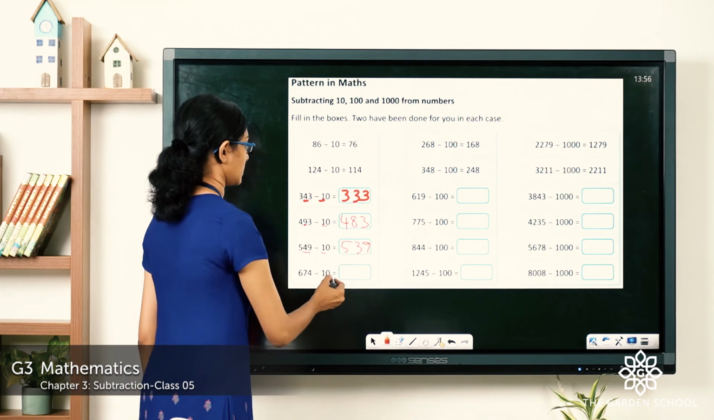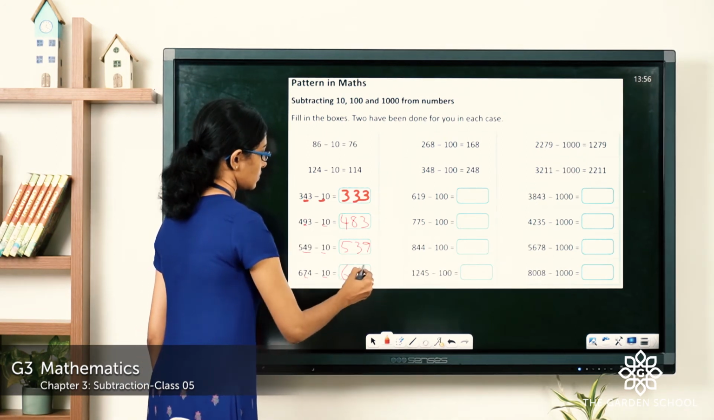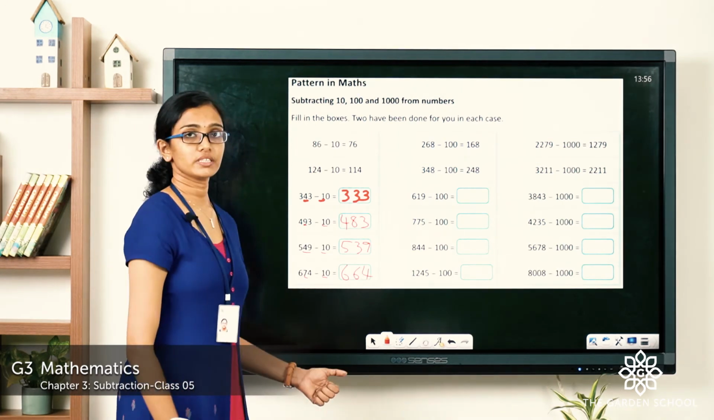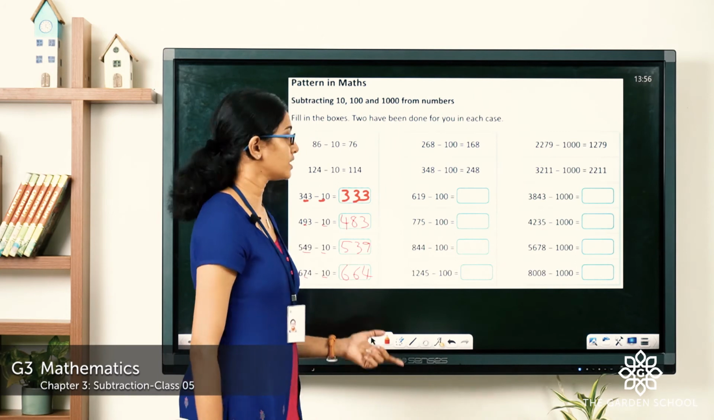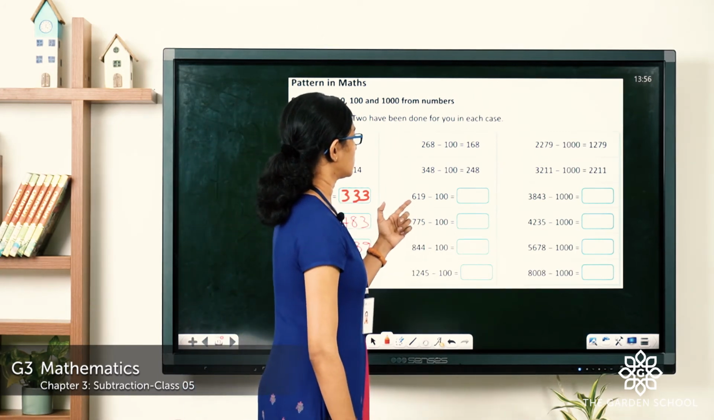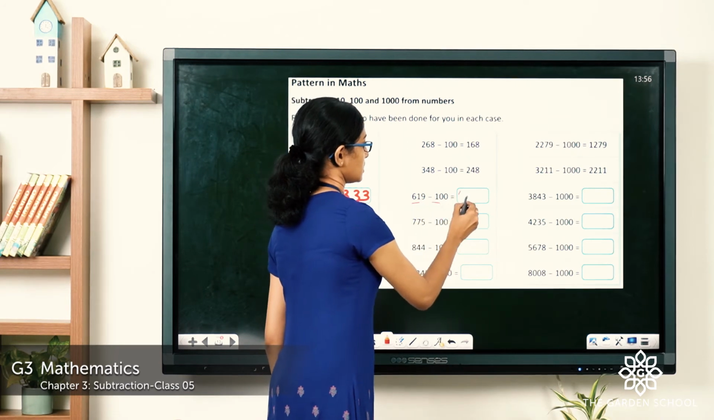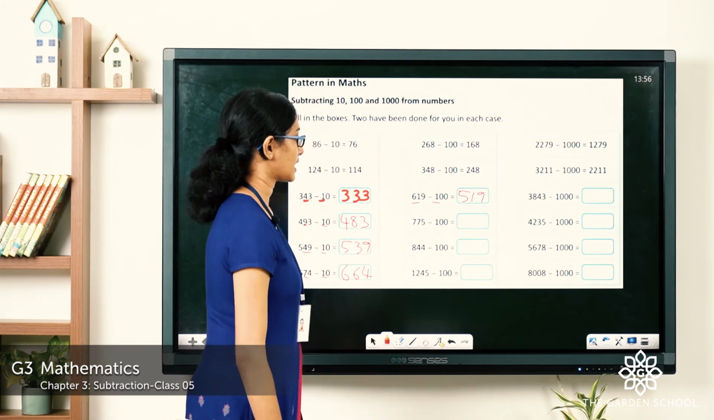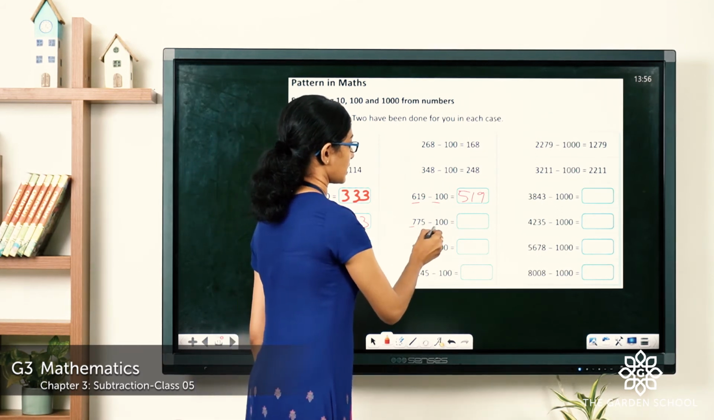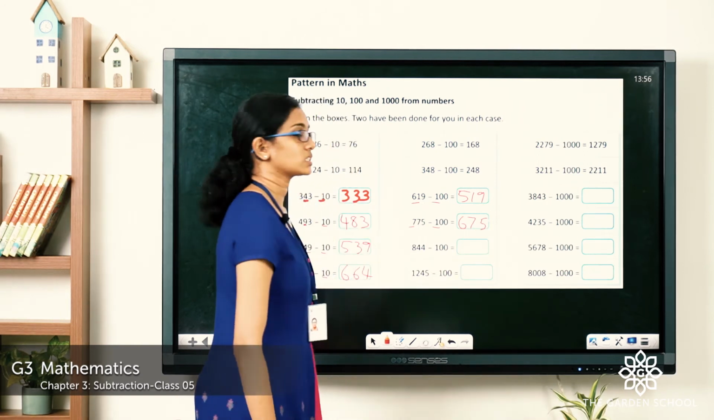674 minus 10. Writing the 6. 7 minus 1 is 6. Now 4. So here the difference is 664. Next we have the subtraction with 100. Now 619 minus 100. 6 minus 1 is 5. No changes to other digits. So it's 519. Here it is 7 minus 1, 6, then 7 and 5.